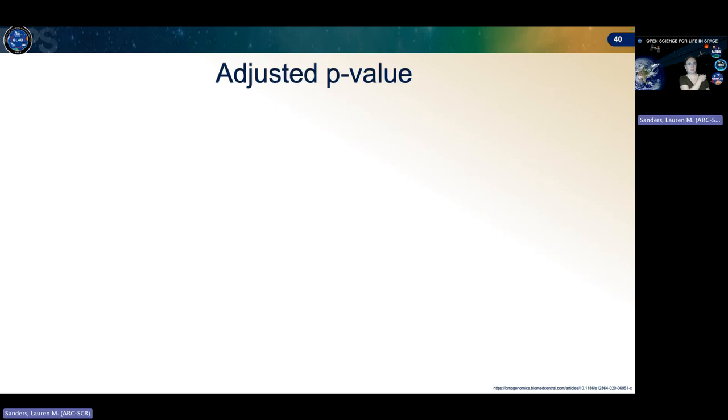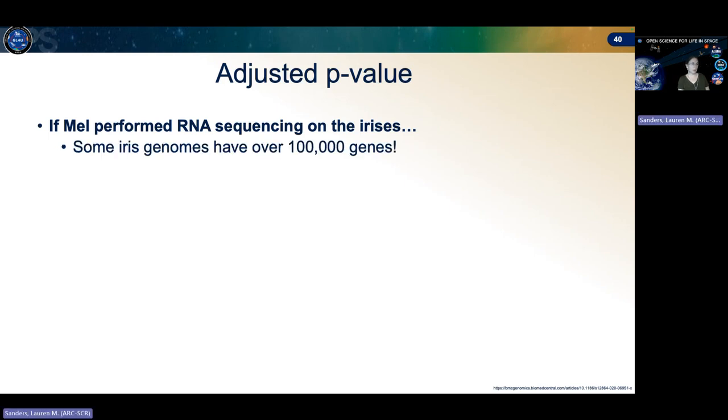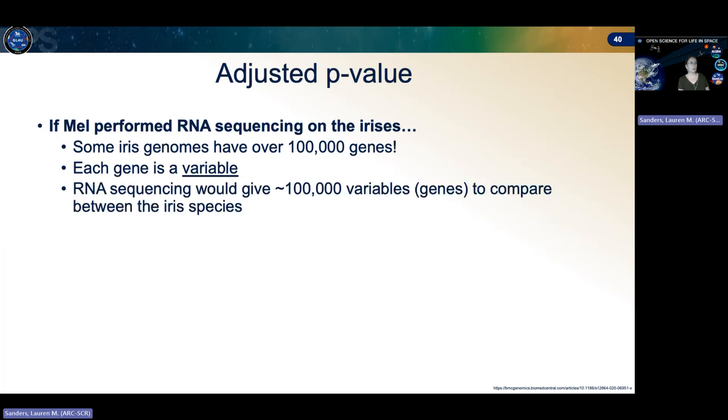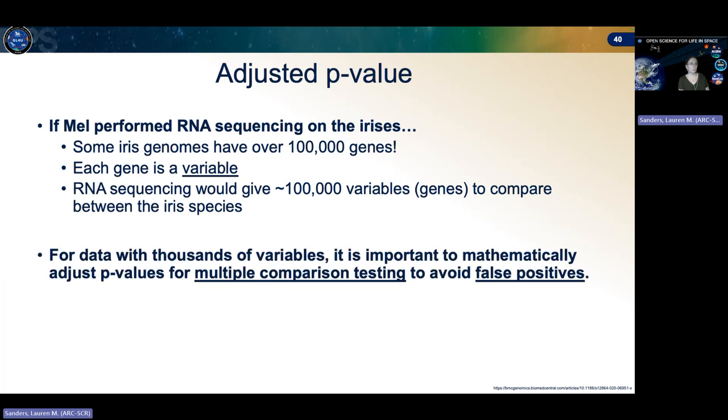Now, another concept that's going to be important when we start looking at our gene expression data is the concept of adjusted p-value. So let's say Mel went ahead and performed RNA sequencing on the irises. Well, some iris genomes have over 100,000 genes. In this case, each gene is a variable. This is what we're measuring in our experiment. So RNA sequencing would give over 100,000 variables to compare between the iris species.